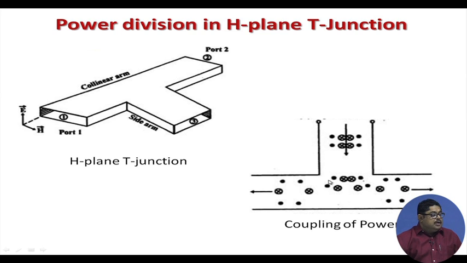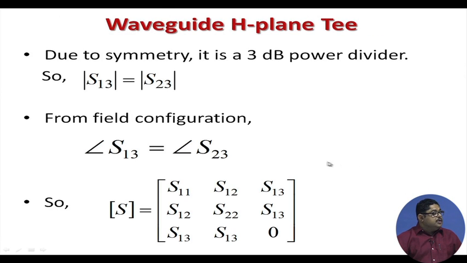So, if you give this structure here, you see that it starts bending and after some time it becomes stabilized. Both the field structures after some time are similar. So, from this I can guess physically that the signals going into ports 1 and 2 will be of the same phase. Due to symmetry, again, it is a 3 dB power divider. So, the magnitudes of S13 and S23 are the same, and from the field configuration we can say their phase is the same. Previously it was minus, now it is the same. Other things: the third port is matched, there is mismatch in port 1 and port 2, so S11 and S22 exist. It is a reciprocal device, a waveguide H-plane T.